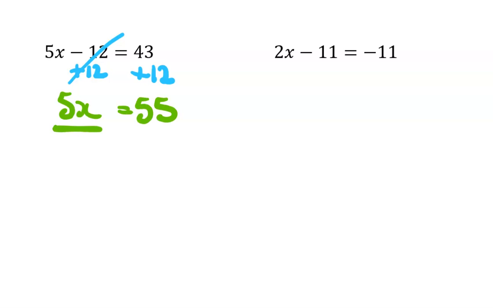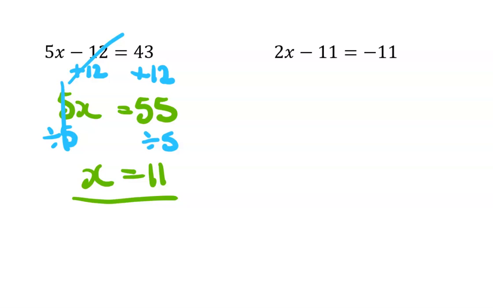So 5 lots of x is equal to 55. What is the opposite of timesing by 5? And of course it is dividing by 5. So I'm going to divide by 5 to get rid of my 5. Divide the other side by 5 because I can't divide one side and not the other. So I'm left with x is equal to 55 divided by 5 is 11. Let's check that. 5 times 11 is 55. Take away 12 is 43. So yes, we know we got our answer correct.